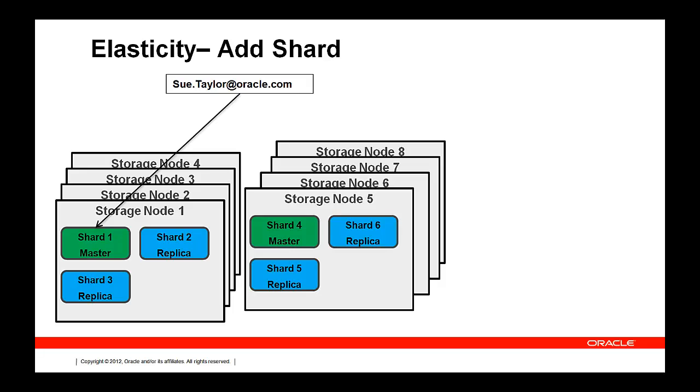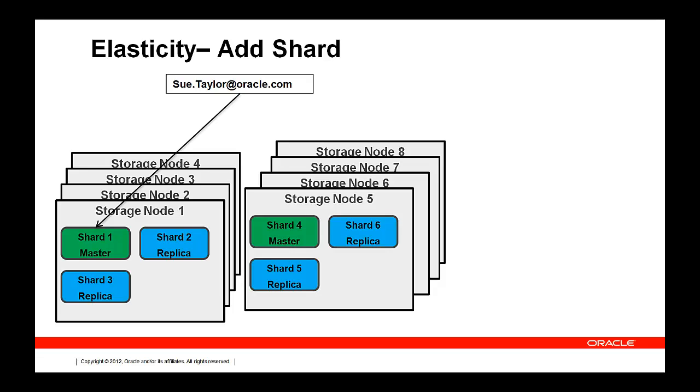The current configuration, as depicted in the slide, consists of 8 shards with 3 copies of each shard for a total of 24 replication nodes. There are 8 storage nodes currently in place, with each storage node hosting 3 replication nodes. 6 of the 24 replication nodes are displayed in the table.